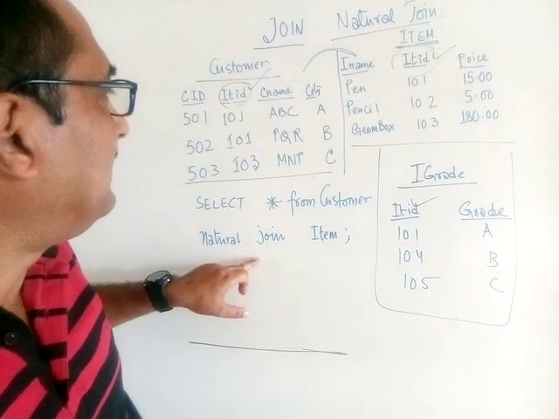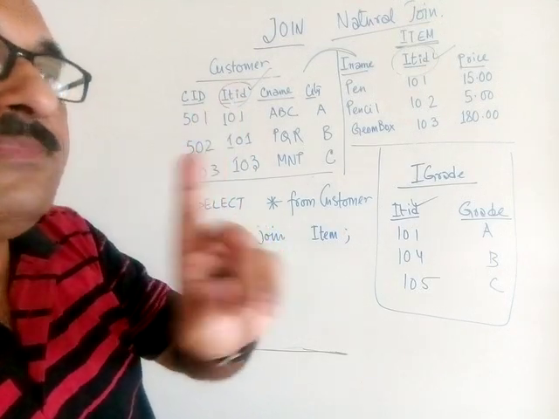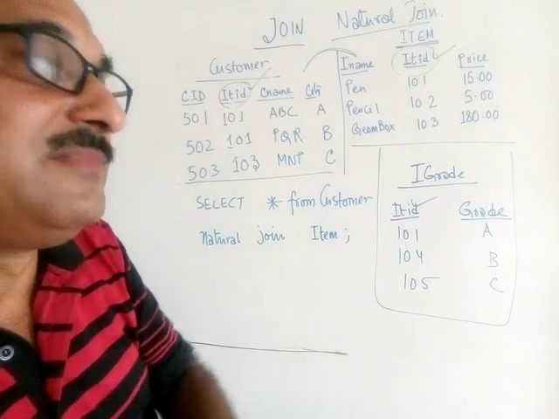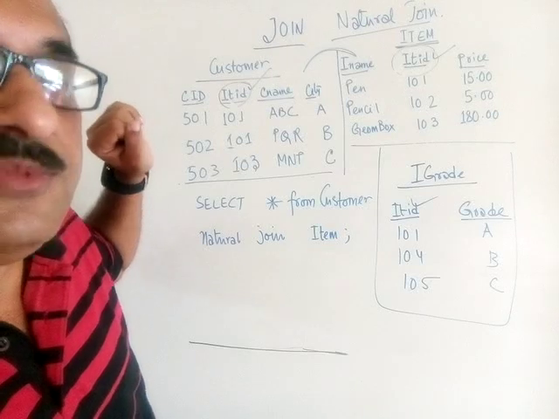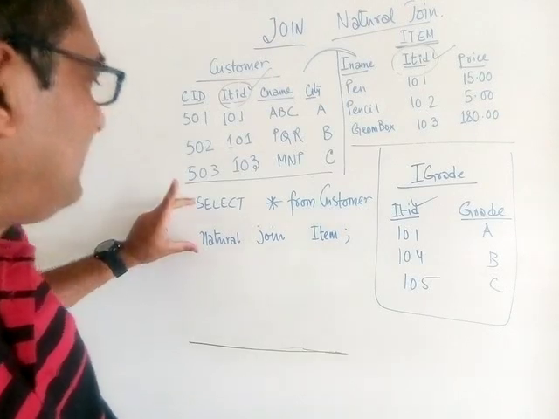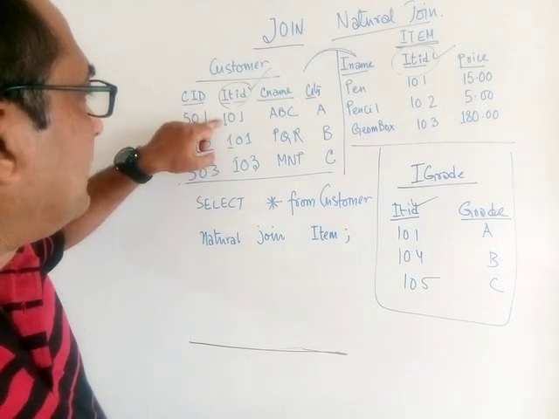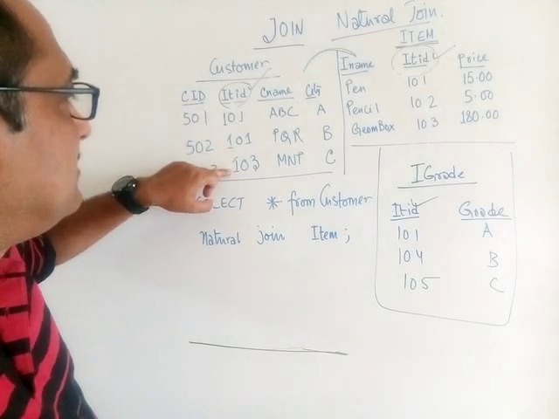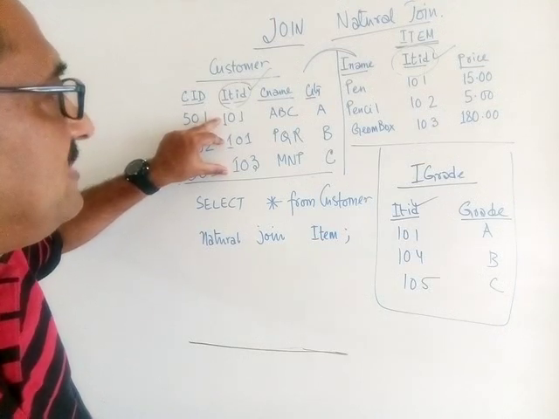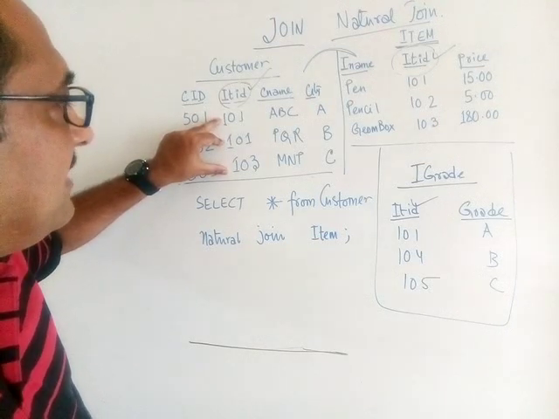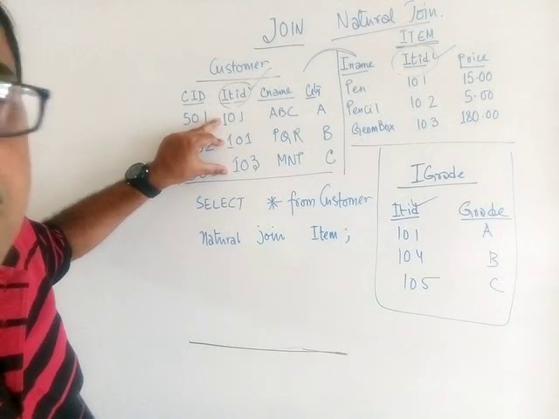And what will happen? In this case, this particular column, ITID, will appear only once. And when we display the result, we will see that ITID will be the first column to be displayed. So what will happen if I execute this? Obviously the result you can make out: 101, 101, 103. That means these three values will be checked. These three values will be taken, and there is no 102. So 102 will not come in our query.